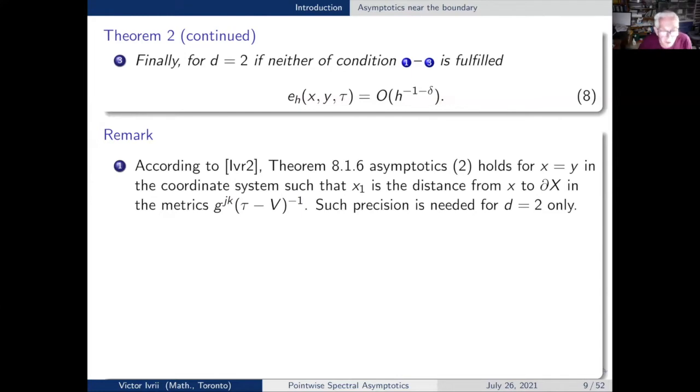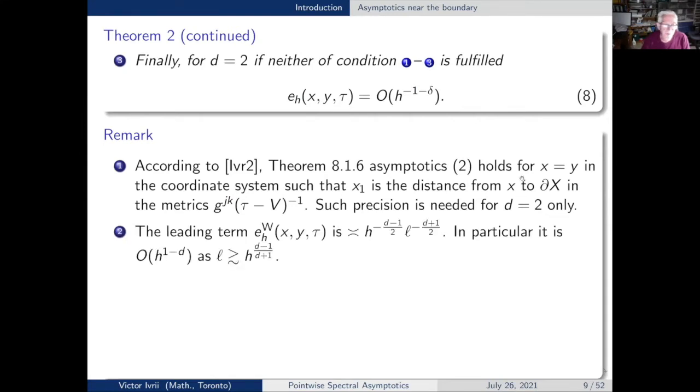According to my old theorems of the 80s, this asymptotics would hold in the coordinate system such that x1 is the distance from x to the boundary in the following metric. Such precision is needed for d equals 2 only. So in this case, there would be no correction term. Otherwise, we will need a correction term. The leading term would be of this magnitude.